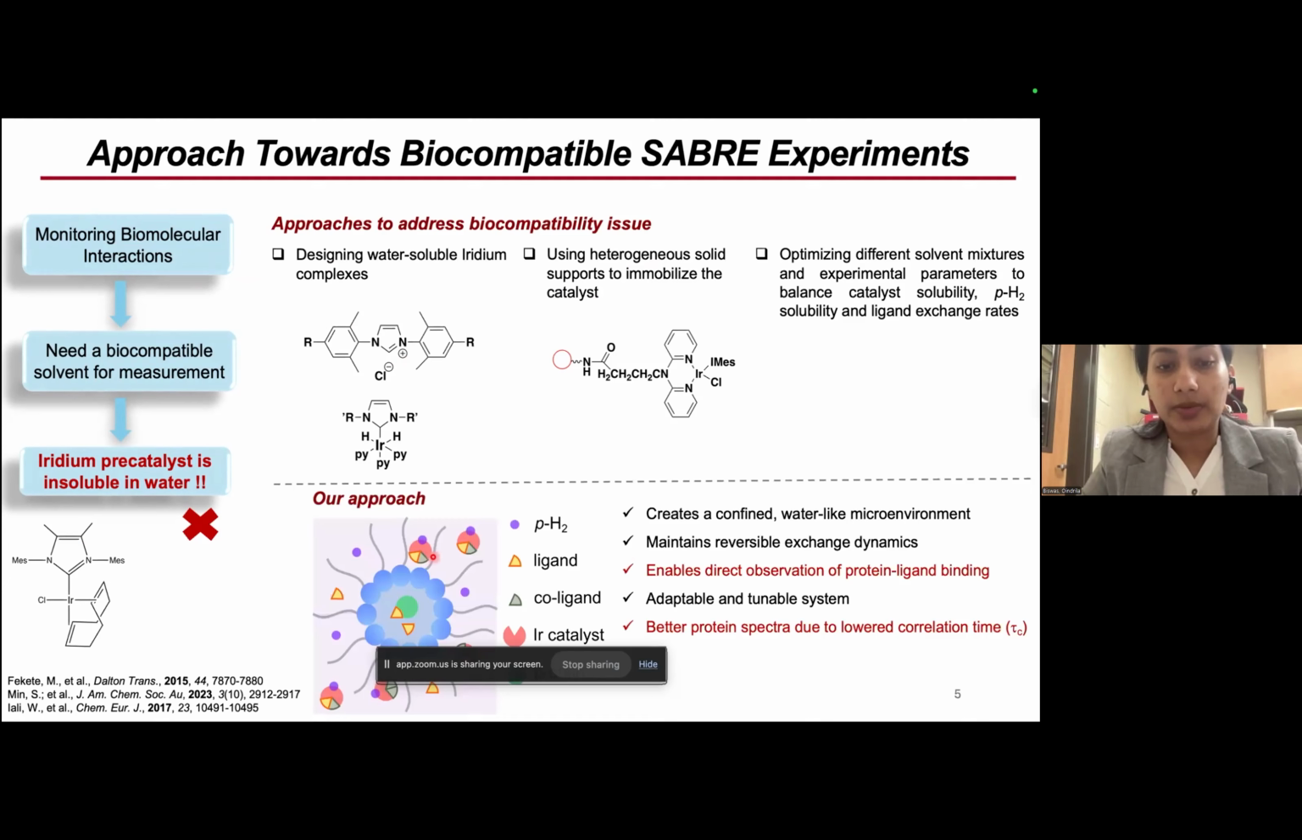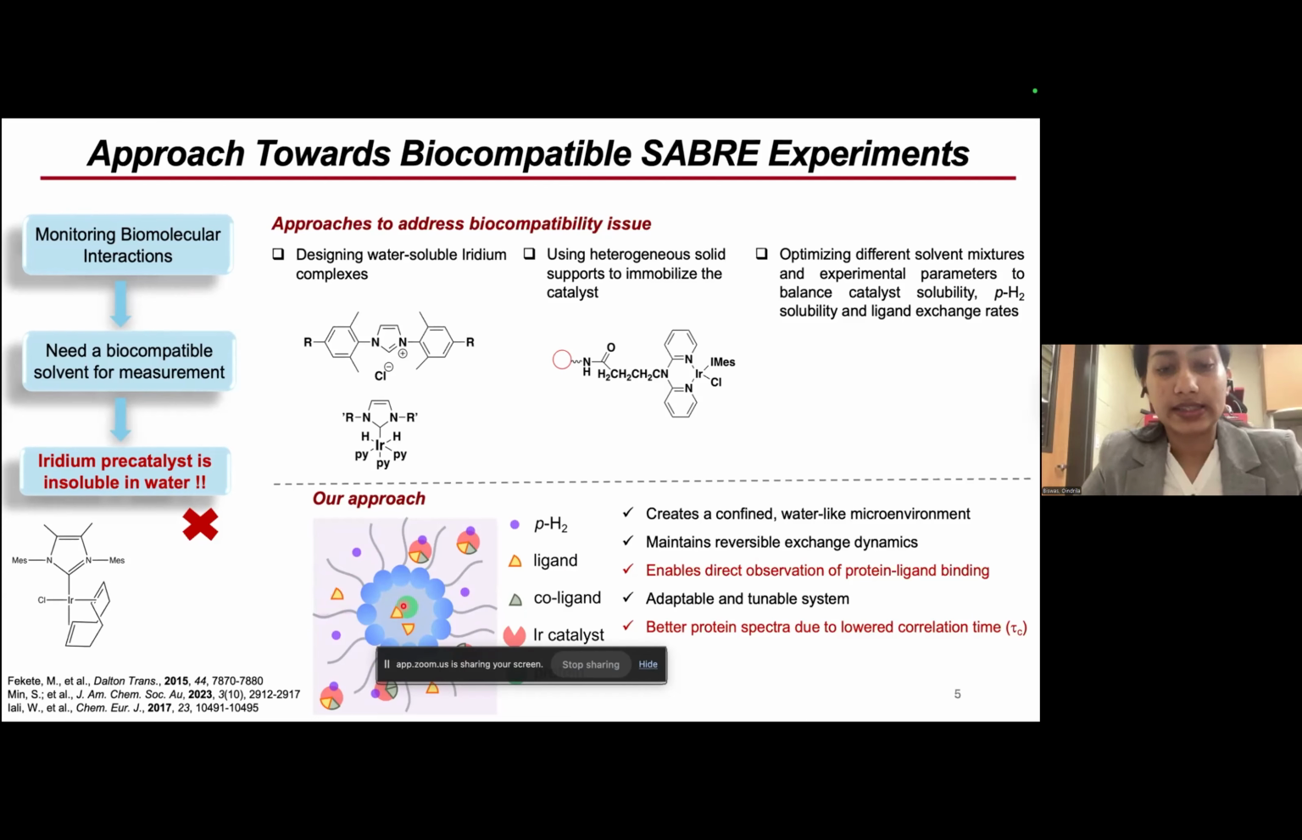Now we have come up with the approach of using a reverse micelle, whereby the inside is the aqueous core, where the biomacromolecule can be easily solubilized, and the outside consists of the organic phase, where the iridium catalyst, the co-ligand, and the ligand can be solubilized. Also, we can choose a ligand which can partition in both the organic phase and the aqueous phase. Hence, if the ligand is hyperpolarized in the organic phase, it can traverse to the aqueous phase and transfer the polarization directly to the protein.